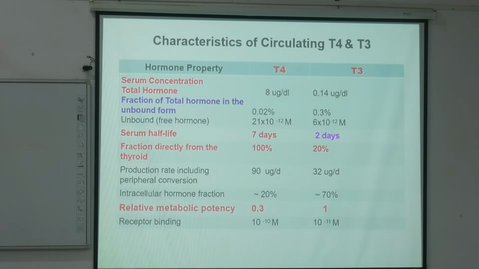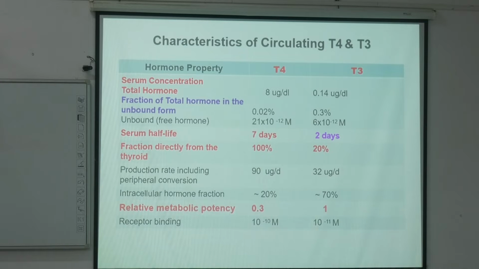Next. So there are several differences between T3 and T4. Out of these points, I want you to remember only these points which are written in red. So T3 is more than 3 times as active as T4, that you must remember. Which one is the most metabolically active form? It is T3, which is metabolically much more active than T4, in the periphery.